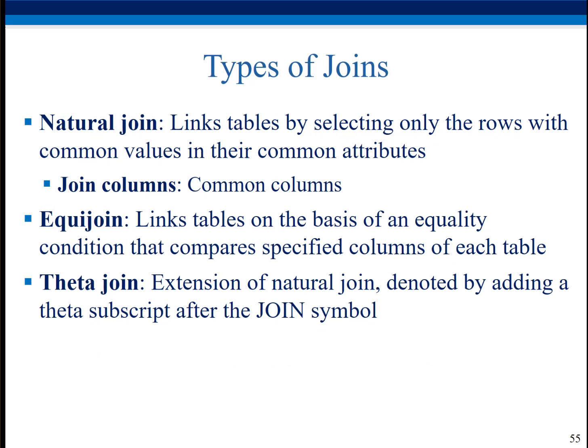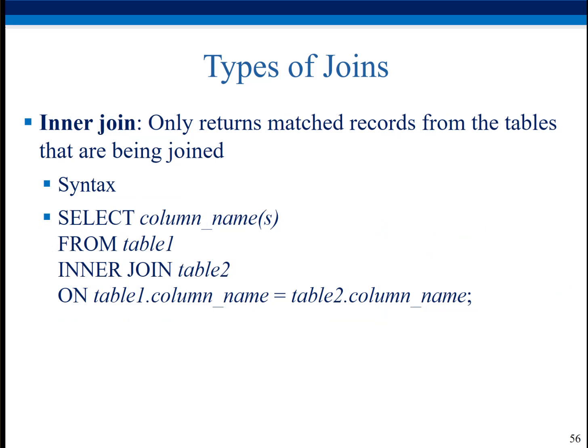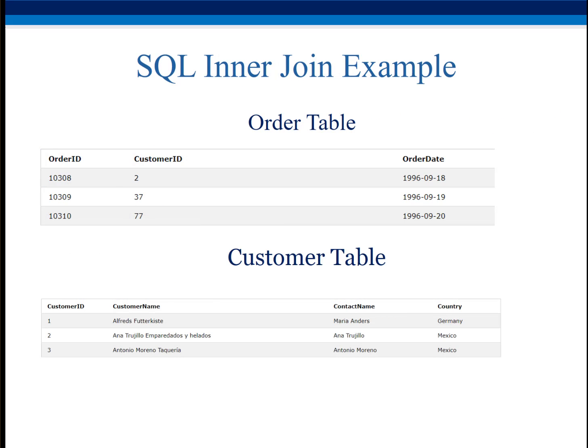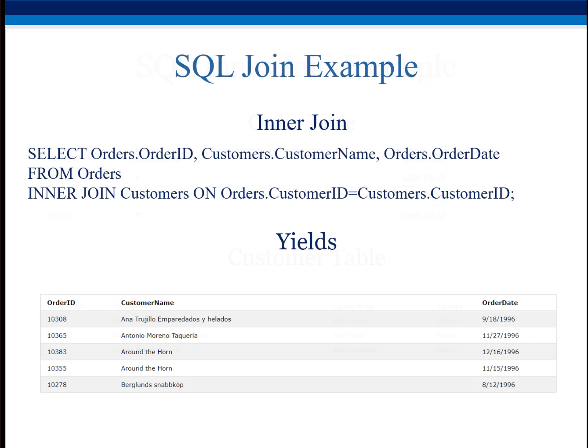So we have natural join, equi join, theta join. We're going to basically use a natural join. So again, we talked about inner join. So we're going to select column names from table 1 and inner join table 2. And then you are going to say on table 1 column name equals table 2 column name. And they're going to basically be the same thing. So here is an example. We have an order table and a customer table. So obviously we have a customer ID in both tables. So let's see what our join may look like.